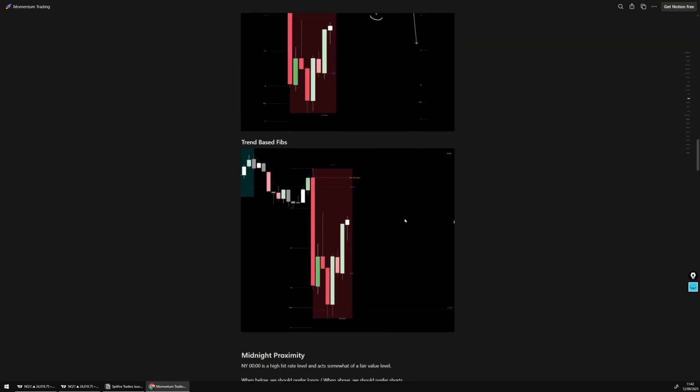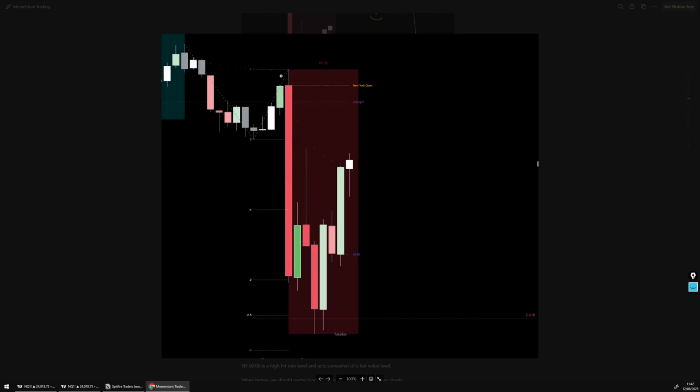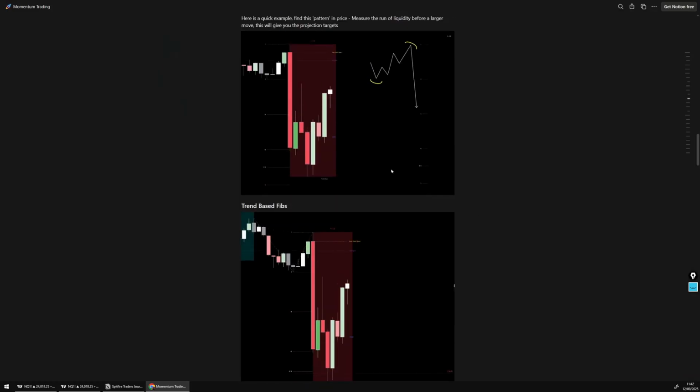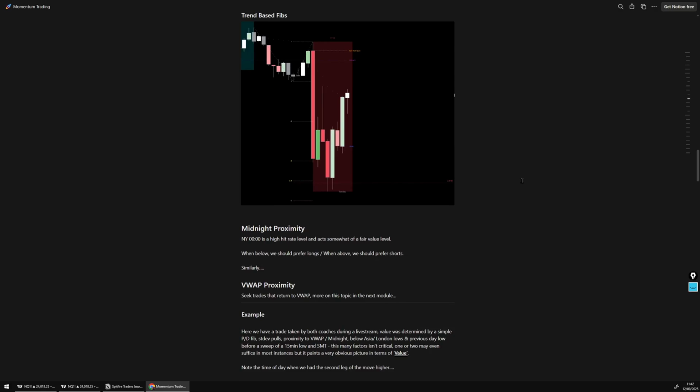Another favorite of the group, you've also got trend-based fib extensions. Okay, so then you've got like the 2618 here. So this is also offering you a point of value because it's an extension away from a move. Okay, so they're another way of finding value. Another way of finding value, so there's a bunch of ways of doing this, and I'll tie it all together in a moment, but midnight proximity.